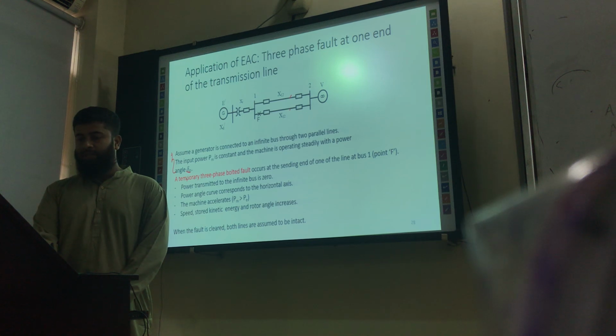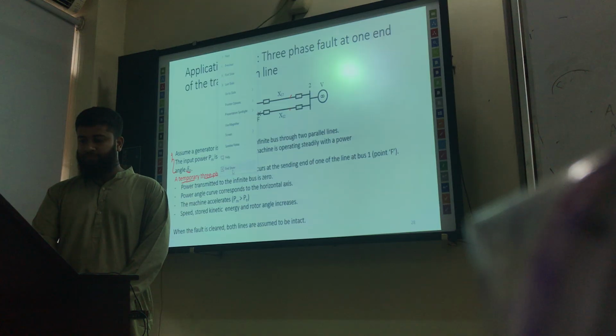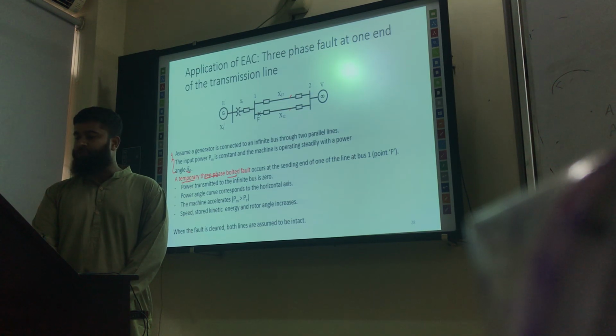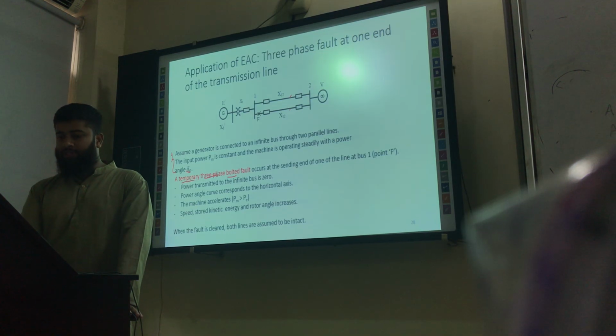Now, a temporary three-phase voltage fault occurs at the sending end of one of the lines. There are two lines, so this fault is occurring at one of these two lines. That is represented by this point F. What is this fault? Temporary three-phase voltage fault. So we will actually discuss these three terms in details.